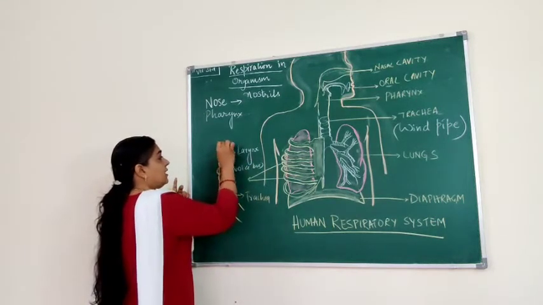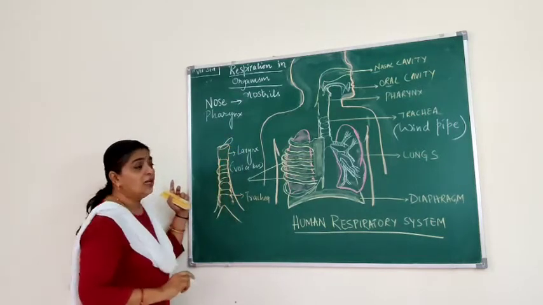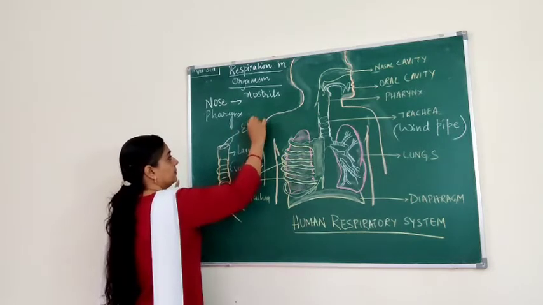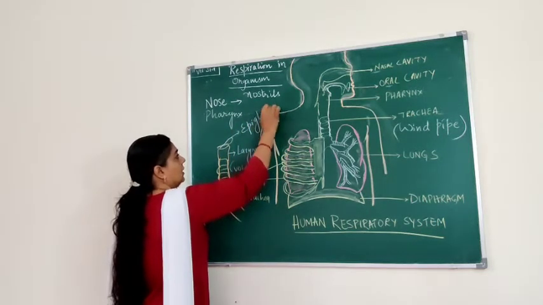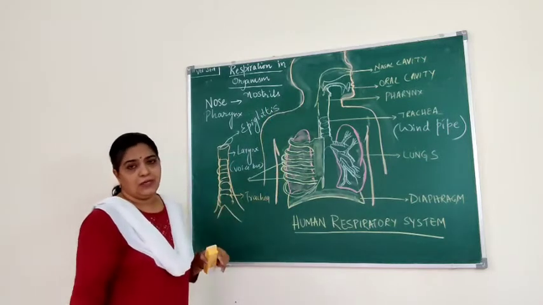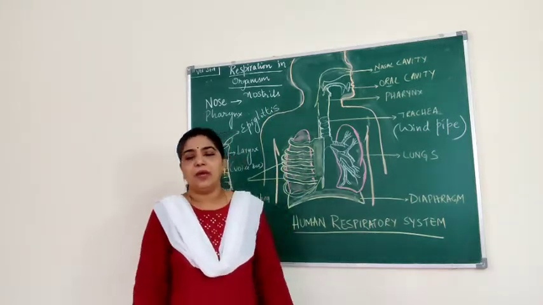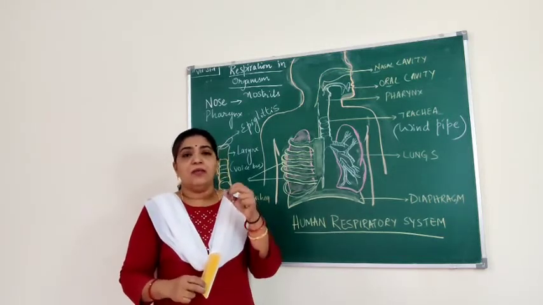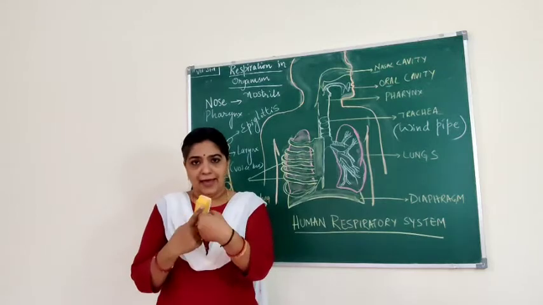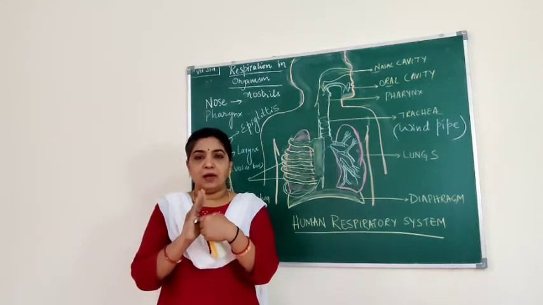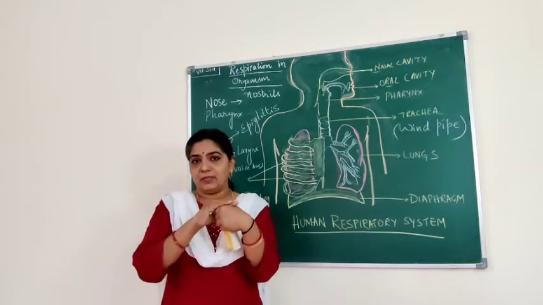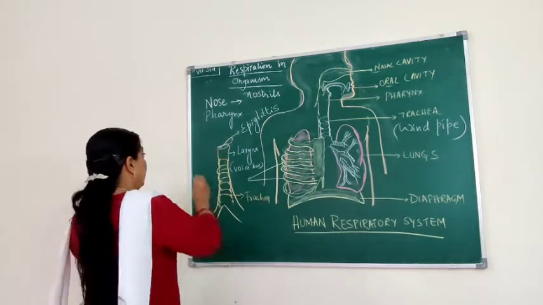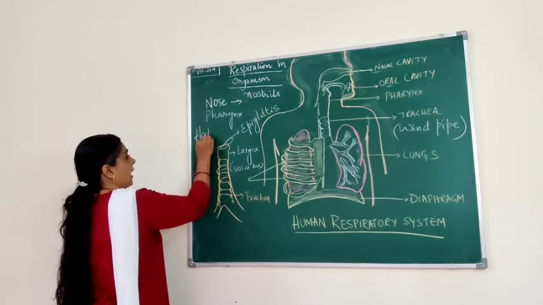Above the larynx, there is one structure called epiglottis. Remember this one. Epiglottis is like a flap. Imagine if this is larynx. Above the larynx, this flap is there. What is this flap called? Epiglottis. It is actually a cartilaginous flap.